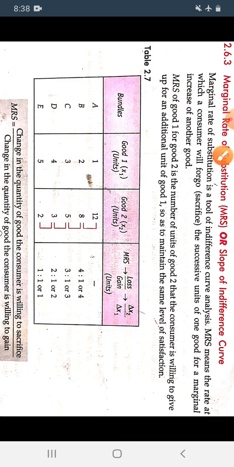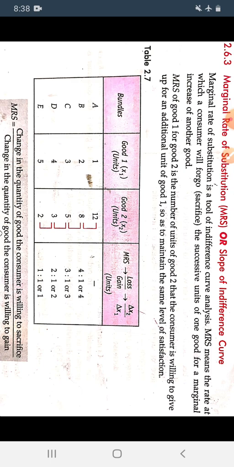It continues with the different bundles of what the consumer is consuming. It is also continued in bundle E, where the difference for good 1 is 4 minus 5, that is 1. For good 2, the difference, present minus previous, is 3 and 2.